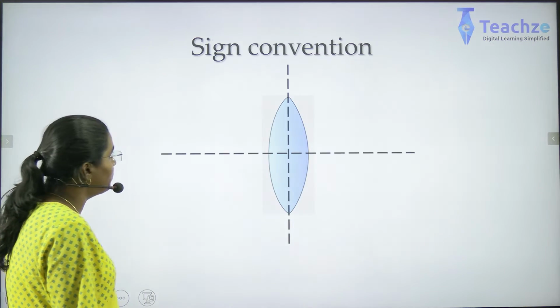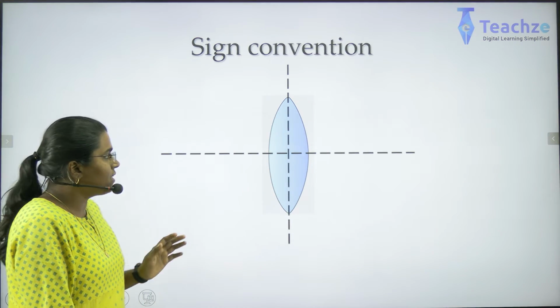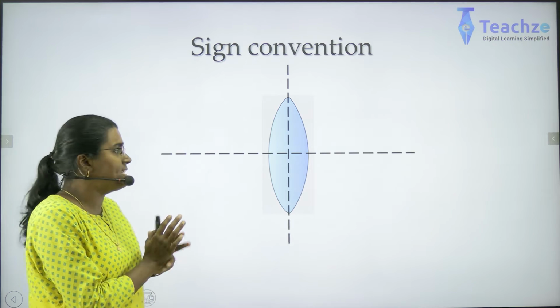With this, we'll move on to the sign convention. For the sign convention, I have taken a convex lens.